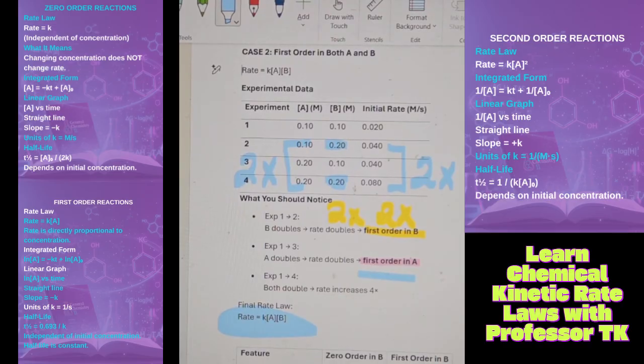And you do know the overall order would be 2, okay? Make sure you all understand that. The overall order would be 2.